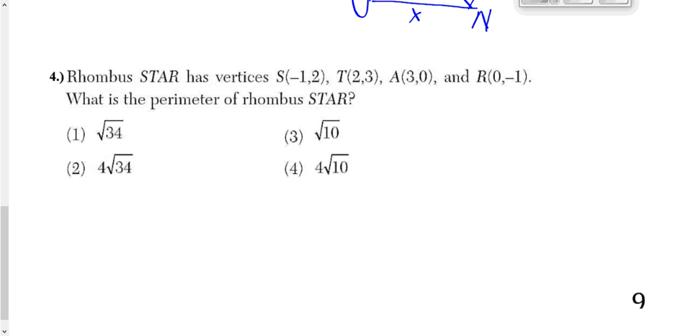So you can pick any 2 points that form a side. Don't pick 2 points that form the diagonal, right? So basically any 2 consecutive points that they list there. Got it? Use ST. So ST equals the square root of a big mess.